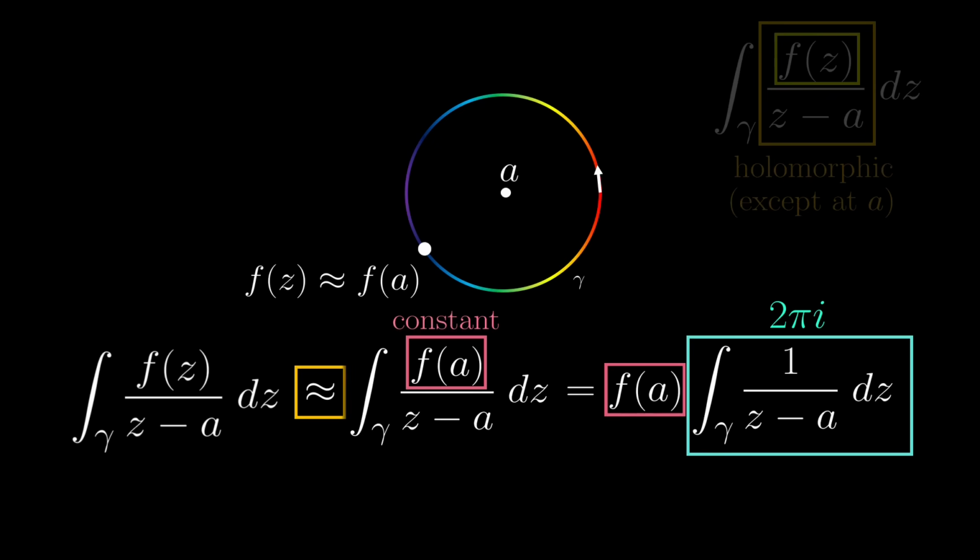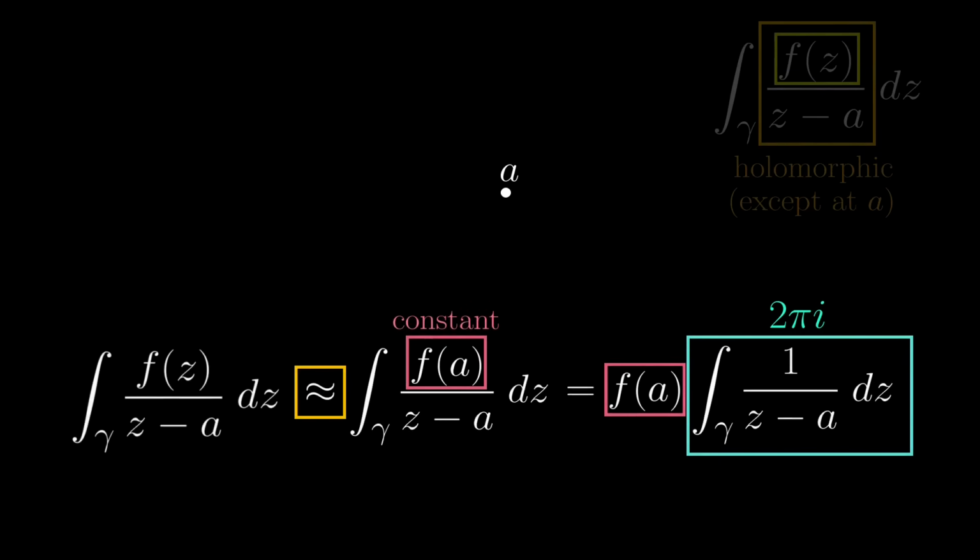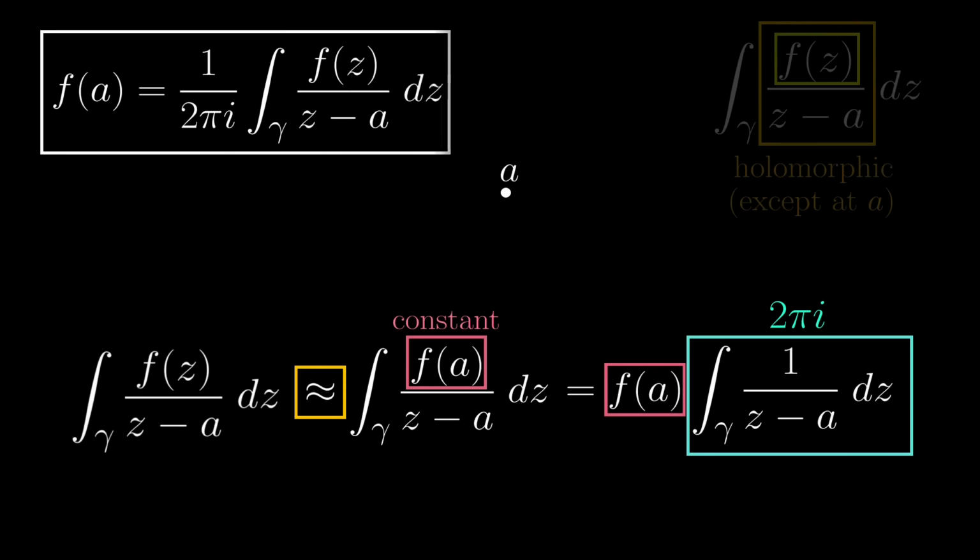Now, the approximation sign would be an equal sign when we shrink the loop further and further towards A, and so this is really an equality. So, by a rearrangement, we have established this equation, the Cauchy integral formula.